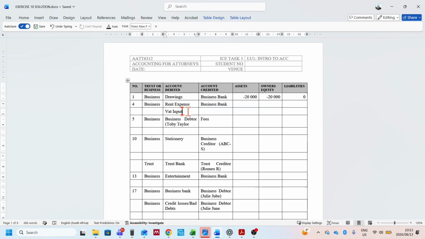VAT input, it's always debited. VAT output, it's always credited. And they will always have positive effects on the accounting equation. None will be negative, but all positive. So in this case, the total amount that we paid will be recorded under business bank account, which is the VAT inclusive amount. So on our business bank account, which is an asset, we are paying how much?